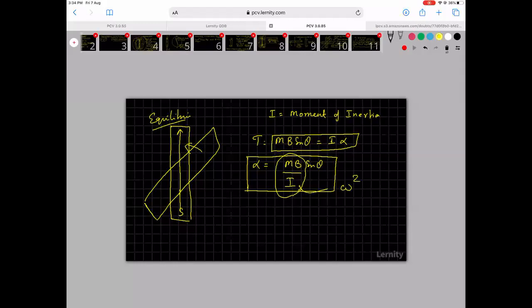So if mB by I is equal to omega squared, then time period is equal to 2 pi by omega, so that is equal to 2 pi root over of I by mB. So the magnet starts oscillating with the time period T equal to 2 pi root over of I by mB. Is this part understood? Please make notes about it. Please think about it.